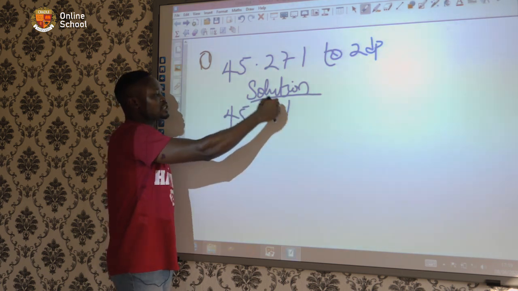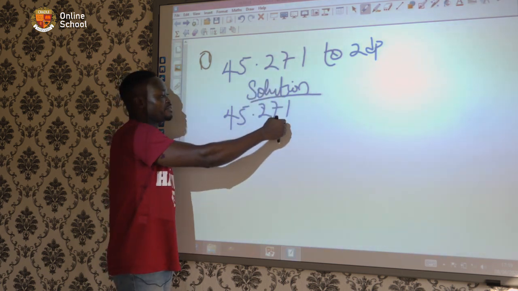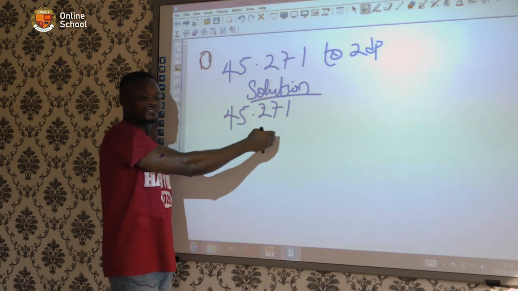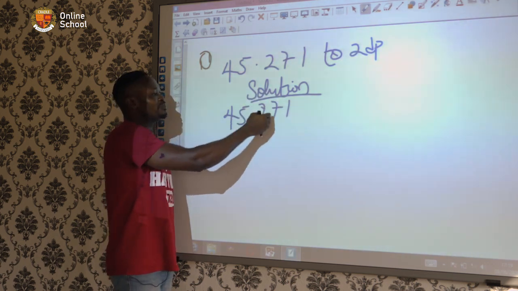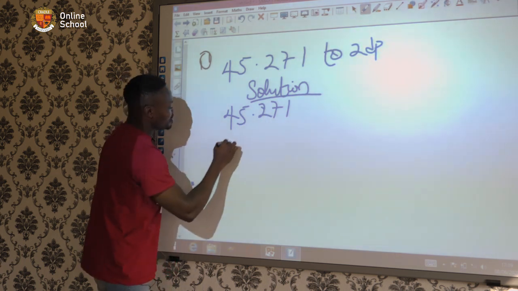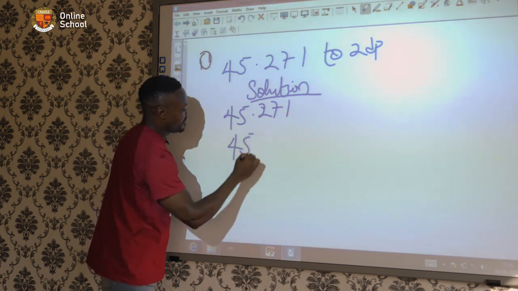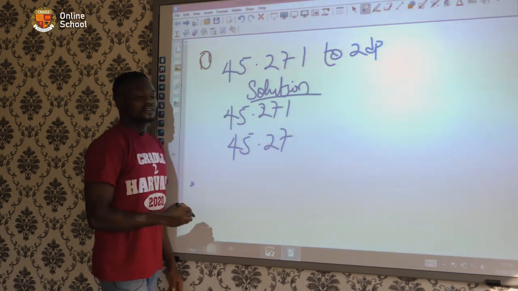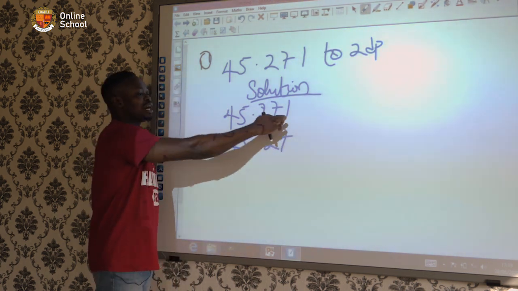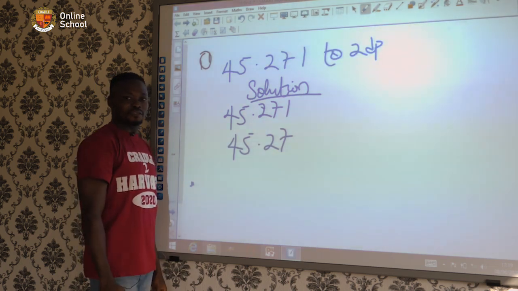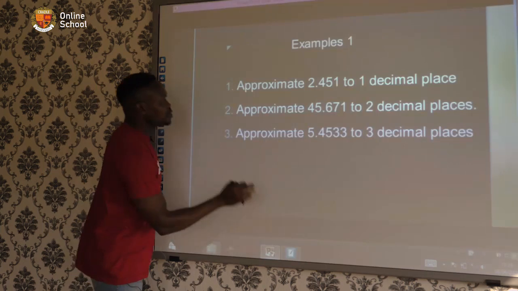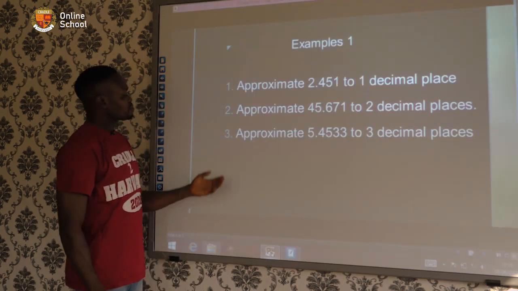Then you now consider the 3rd digit. If it's up to 5 or it's less than 5, you can see that 1 is less than 5. So there's no way you add any number to 7. Your answer will be 5.27. Why? Because 1 is not up to 5. Are you following? Okay. Now, let's go to the 3rd example.